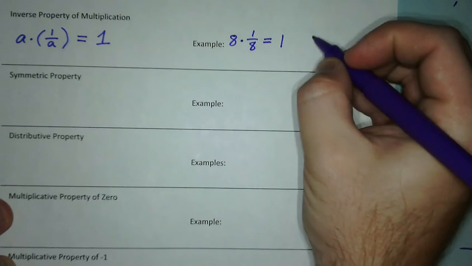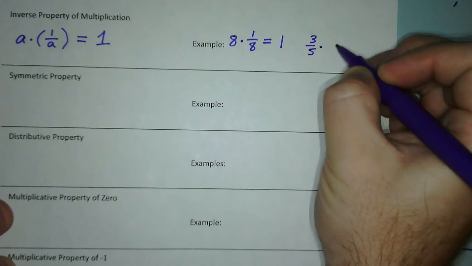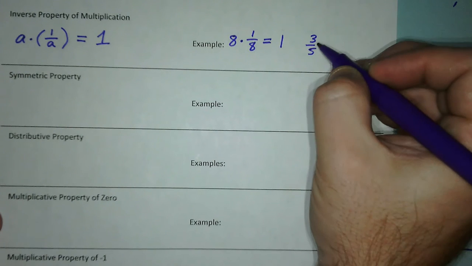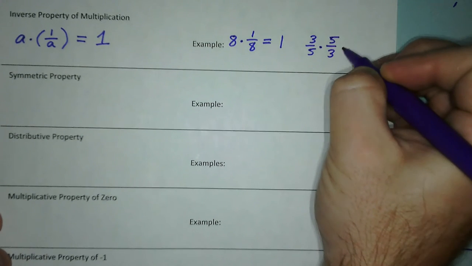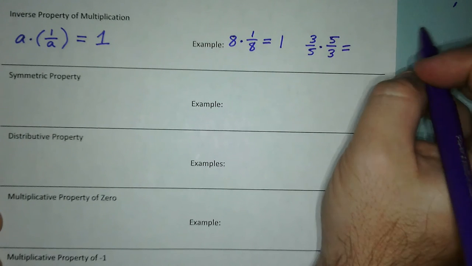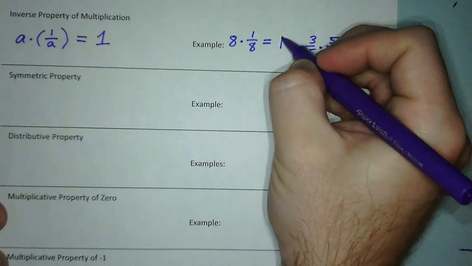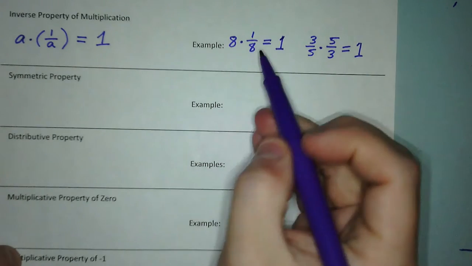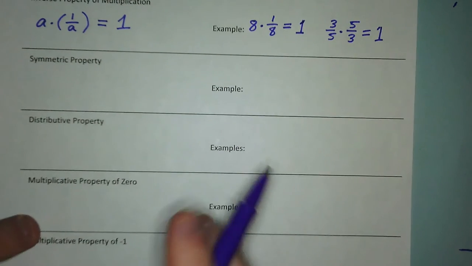Another pretty good example worth writing down is 3/5 times, well, what's the reciprocal of 3 over 5? Well, you just flip it. Refliprical is what I call it. And again, you're always just going to get 1. So that's the inverse property. You add a number and its opposite, you're always going to get 0. You multiply a number and its reciprocal, you're always going to get 1.